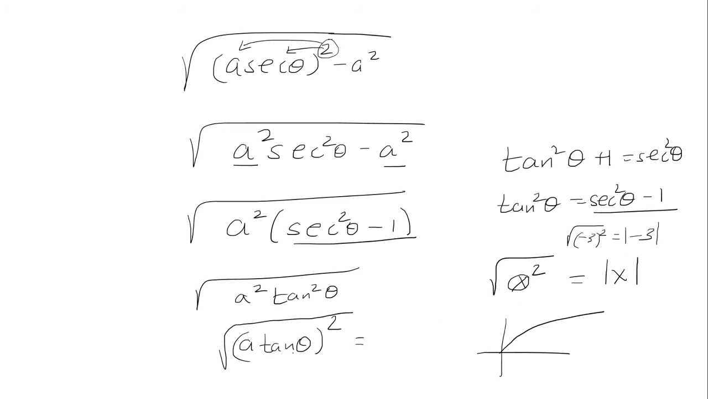So similarly here, we'll take the absolute value, and then the square root will cancel, and I'm going to have the absolute value of a times tangent theta. So that is in simplified form.